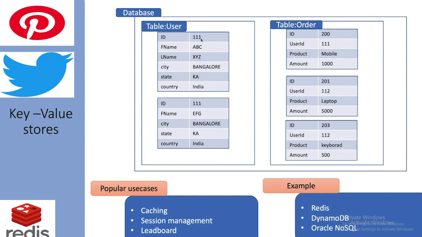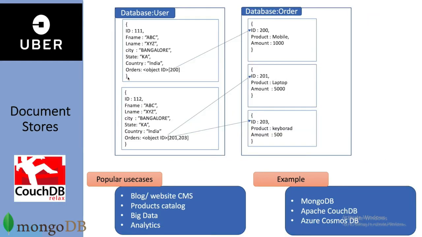Key values, that's it. Coming to the second kind of mechanism, that is document stores, meaning that in document stores the data is going to be stored in the form of documents. If you observe here, the data which is available between the pair of curly braces is what we call a document. Let me explain the structure, but assume that this is a document.